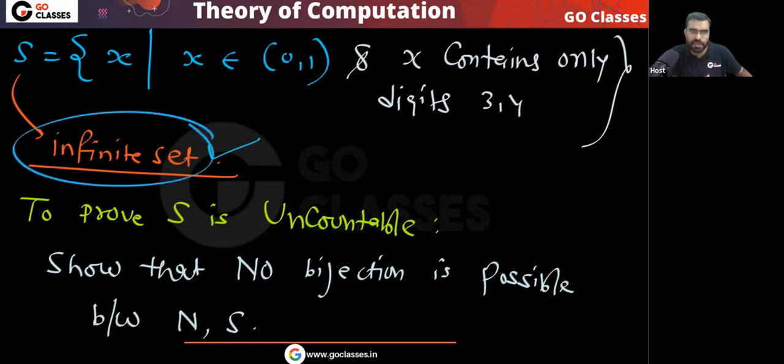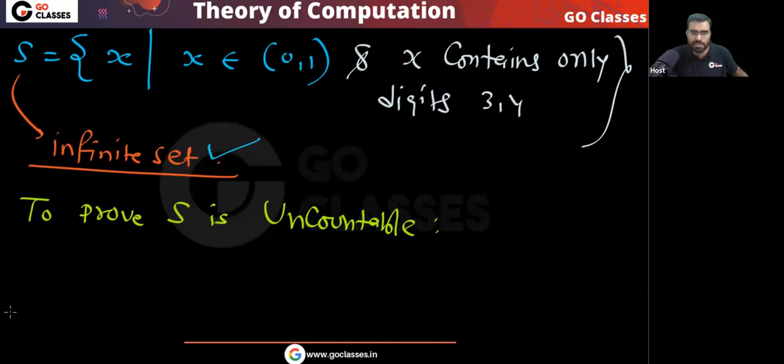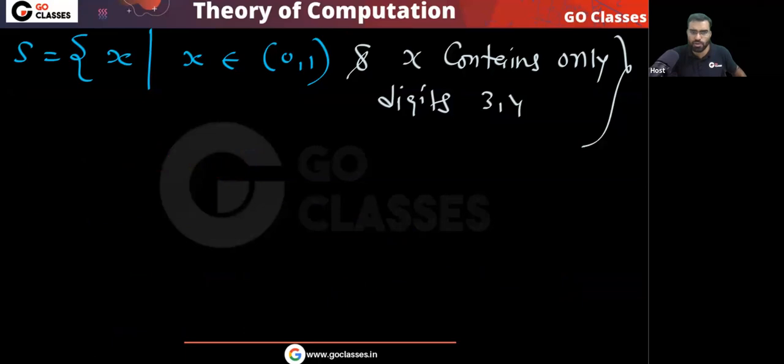Remember, S is already an infinite set. If I can prove no bijection is possible between N and S, then can I say S is not countable? Yes, S will be uncountable, right? Okay, so this is what we are going to do. We are going to show that there is no bijection possible.